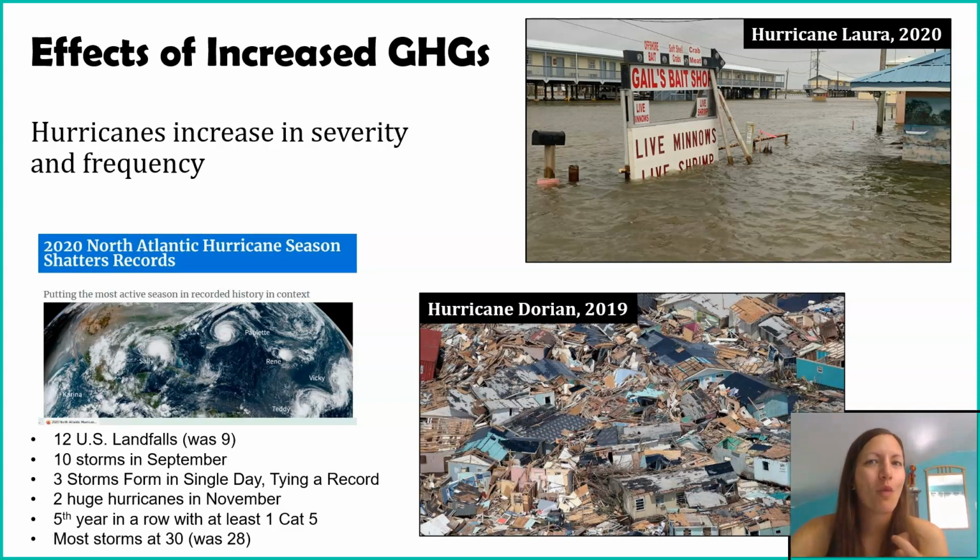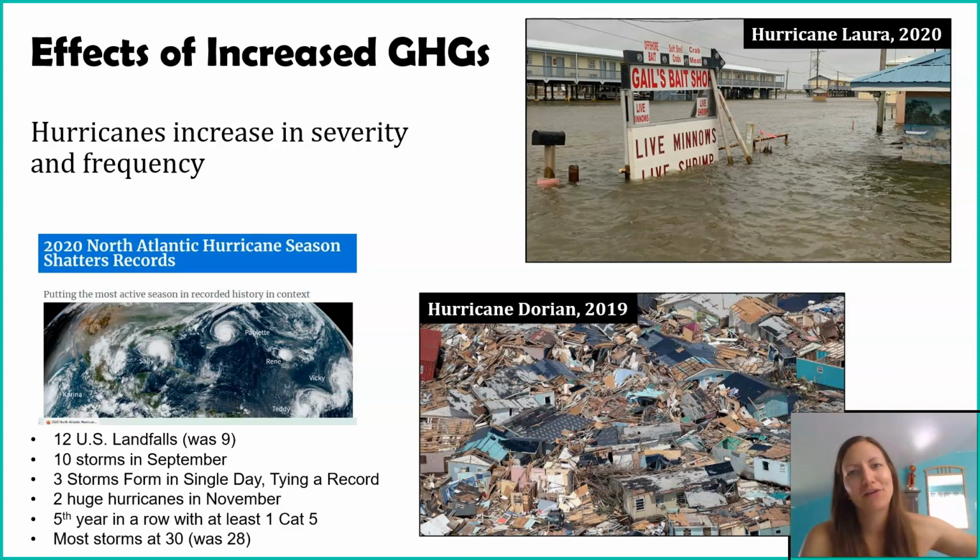And so warmer waters are going to help stimulate and create more hurricanes and more dangerous or severe hurricanes. Here's two pictures of probably the worst hurricanes in our region for the past 2 years. So Hurricane Laura and Hurricane Dorian. Intense, crazy intense hurricanes. This past 2020 hurricane season, I have a lot of records here. You do not need to write them down. But I just want to give you the idea of what I mean by more and more severe.